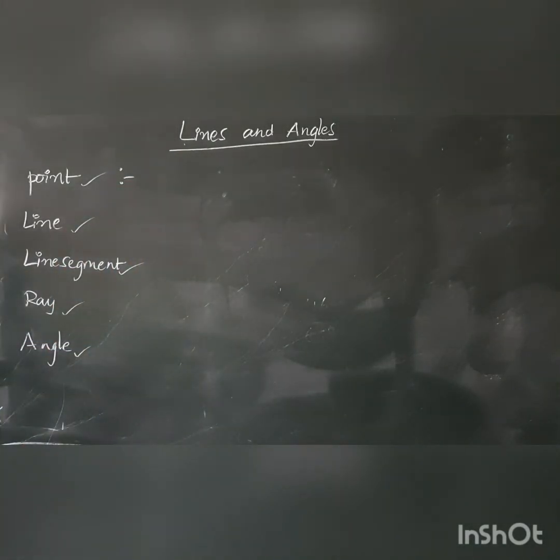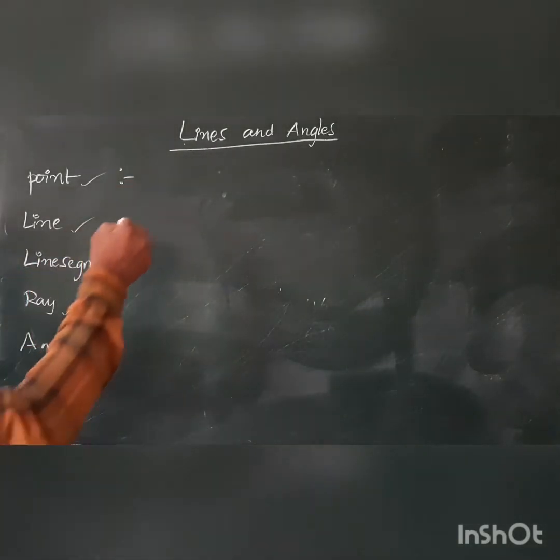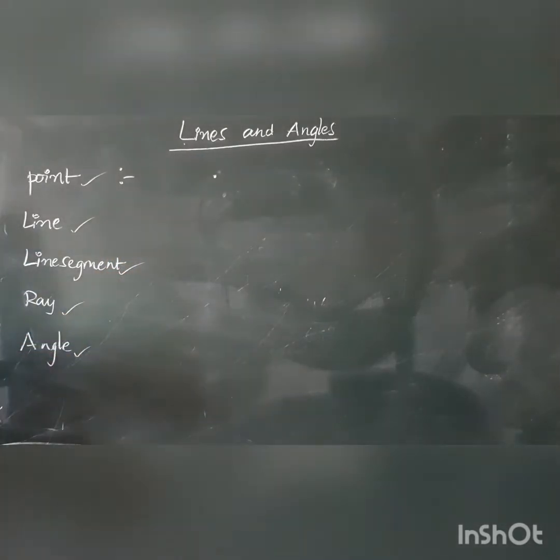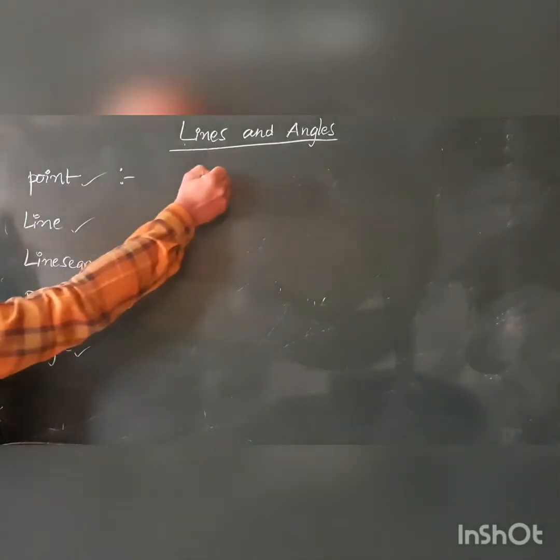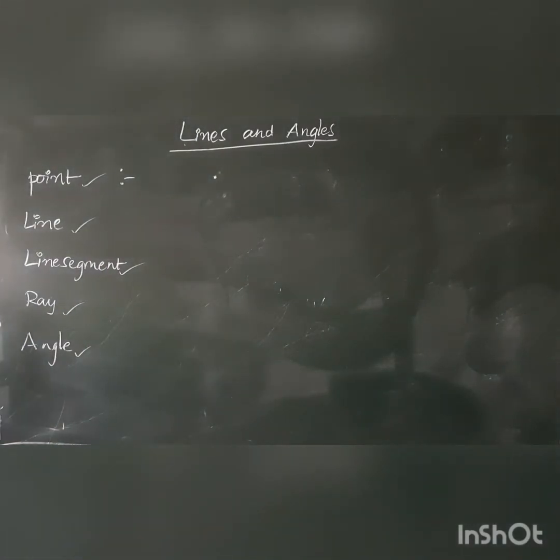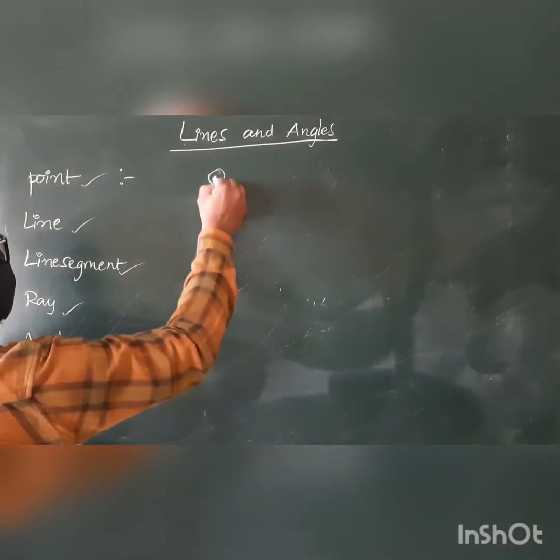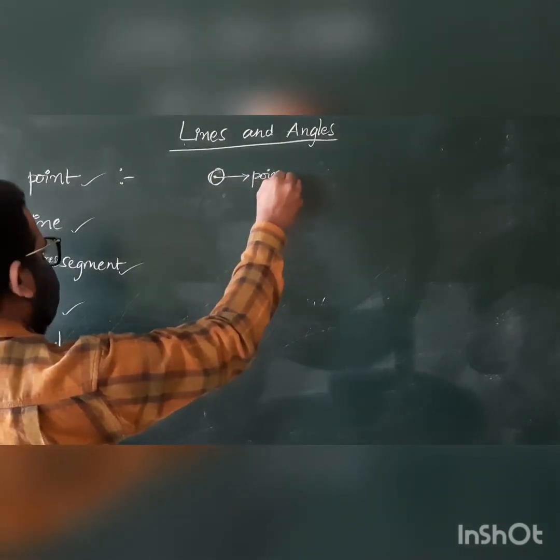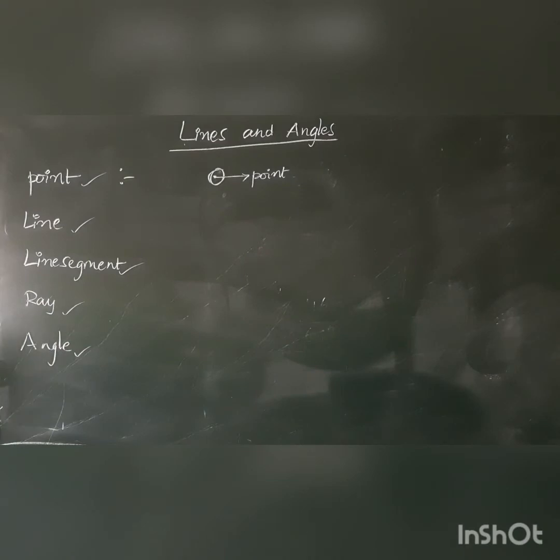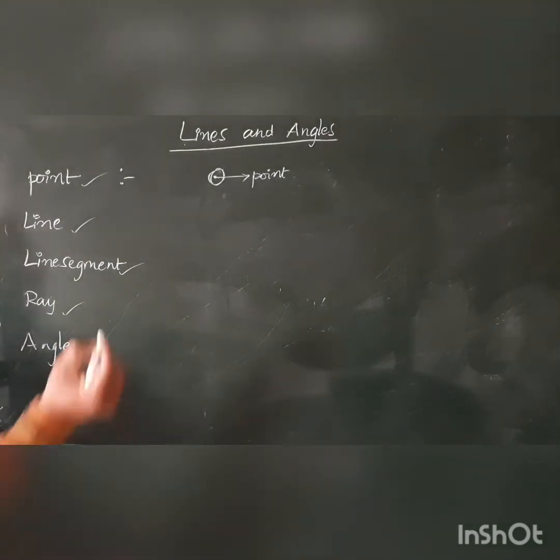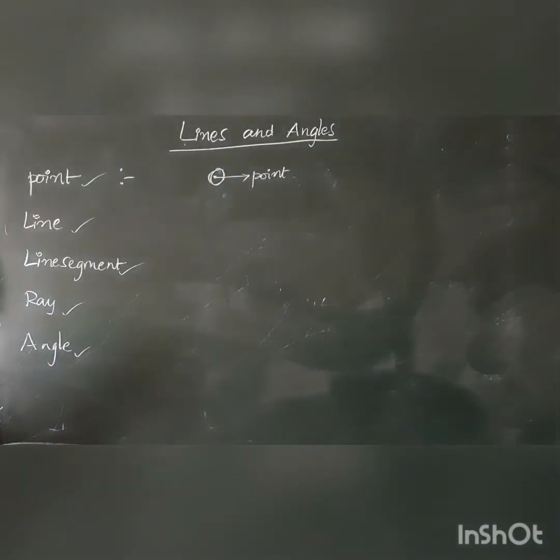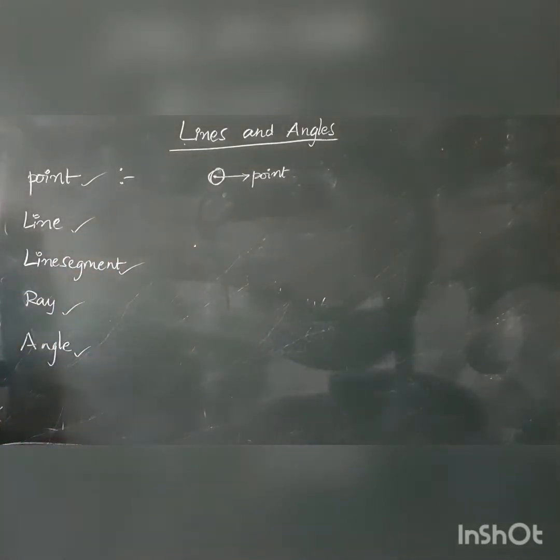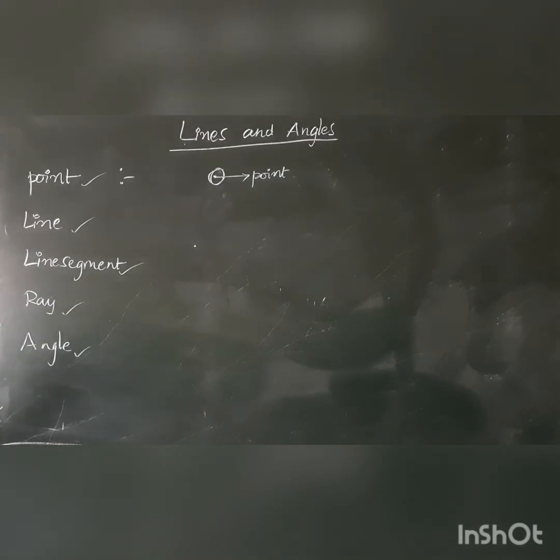A single dot given by a pencil. If you take a pencil and put a dot like this, that dot is considered as a point, and it doesn't have any specific shape. So what we talk about is just a dot. When you take a pencil or a pen or a chalk and touch it on the surface, it gives a mark on the surface. That mark is considered as a point.